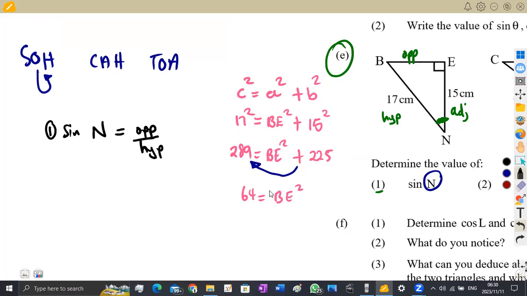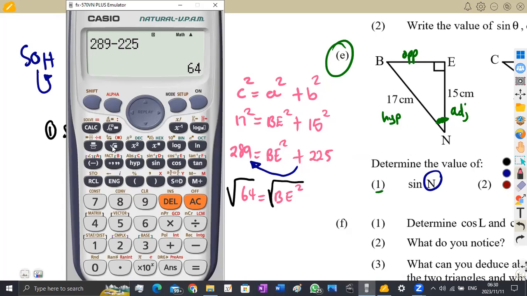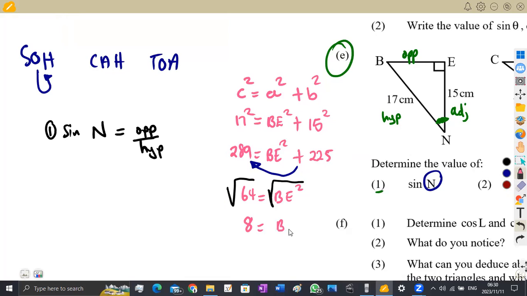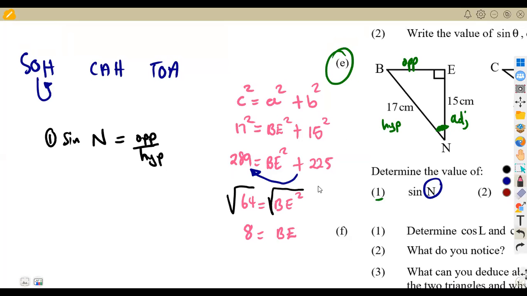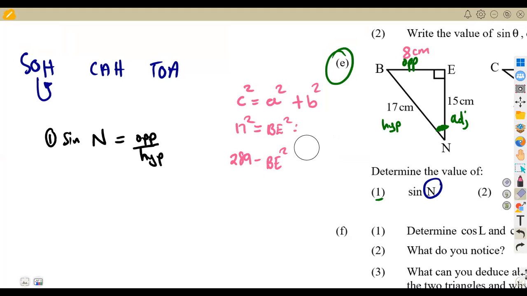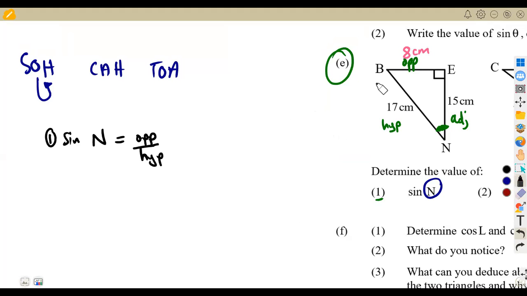To determine the value of BE, we just need to find the square root in that case. The square root of 64 is 8, right? So 8 is equal to BE. Yes, we know that the square root of any number is plus or minus, but in that case we are referring to a side on a shape, so you're going to only use positive values, unless you're talking about a Cartesian plane where we use negative values depending on the side that you are given. So this is how you calculate the side representing our opposite.